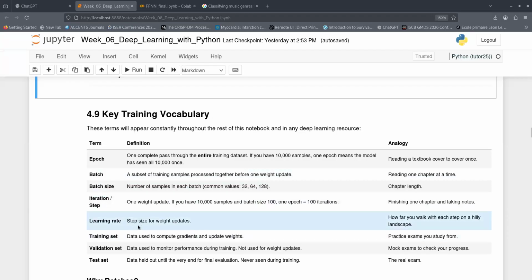And you have here the learning rate. We explained about it. This is the step size for weight update. The training set is data used to compute gradient and update weights. The validation set is data used to monitor performance during training, but not used for weight update. And the testing set is data held out until the very end for final evaluation. So you don't use them; they are never seen during training. Those data are not used during training. It's just for testing and evaluation.